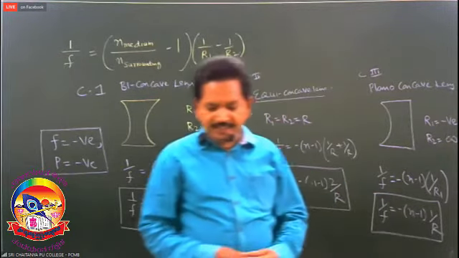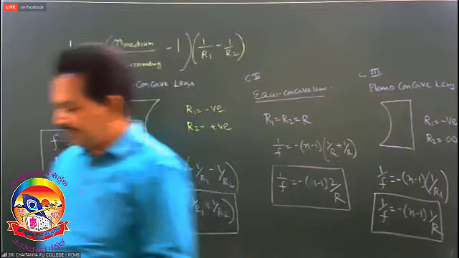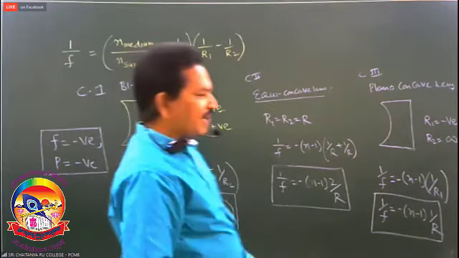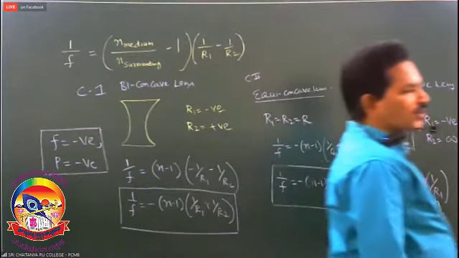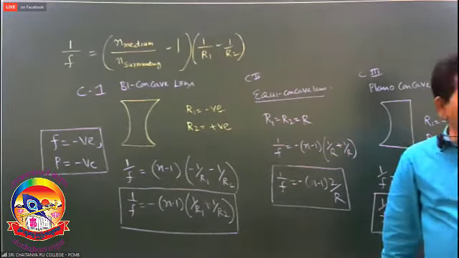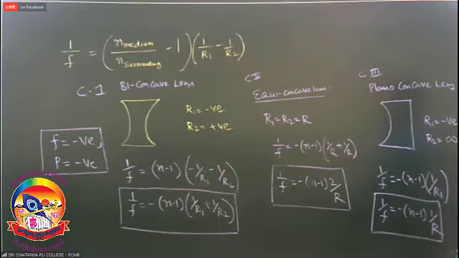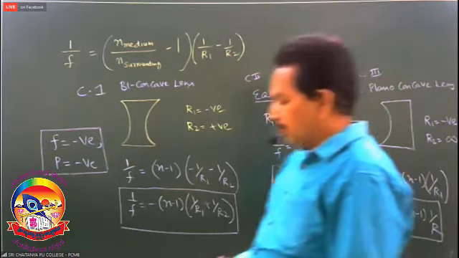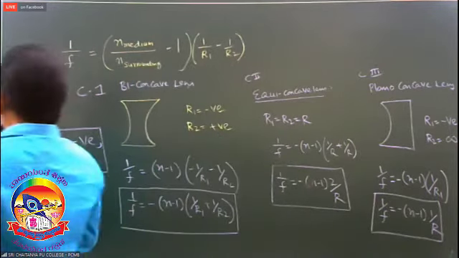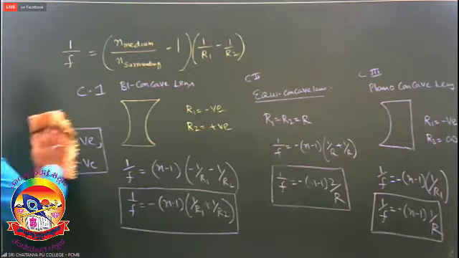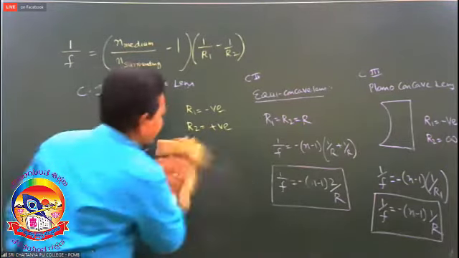So in all these 3 cases, for a concave lens the focal length is negative and the power of the lens is also negative. In case of a convex lens, focal length and the power are positive. Now let us do some problems on the lens maker formula.